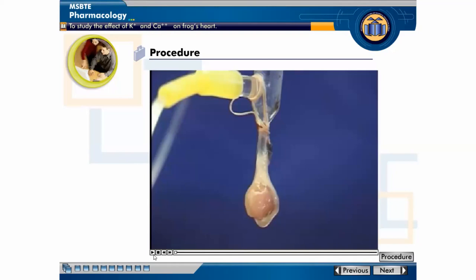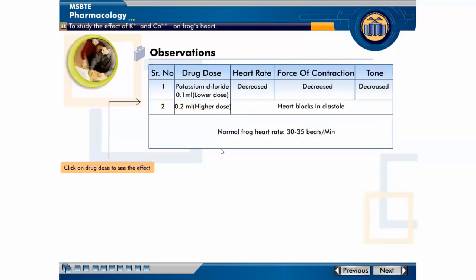Okay, all of you understand what is the effect of calcium and the effect of potassium ion? The next observation is about potassium chloride. Potassium chloride drug dose, then heart rate, force of contraction and tone.